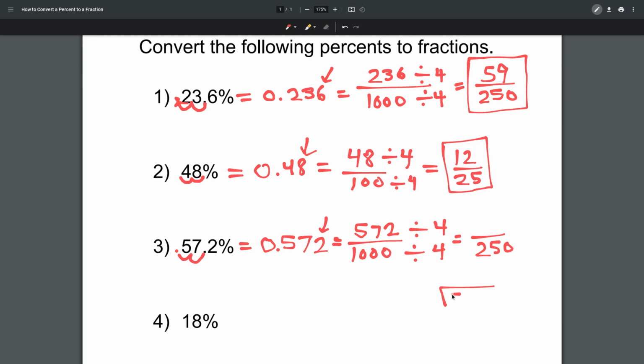So we'll do 572 divided by 4. 4 goes into 5 once. 1 times 4 is 4. 5 minus 4 is 1. Bring down the 7. 4 goes into 17 4 times. 4 times 4 is 16. We're going to have a 1 here. Bring down the 2. So it's going to be 143.